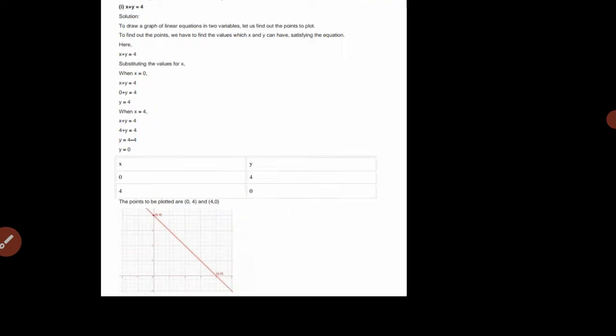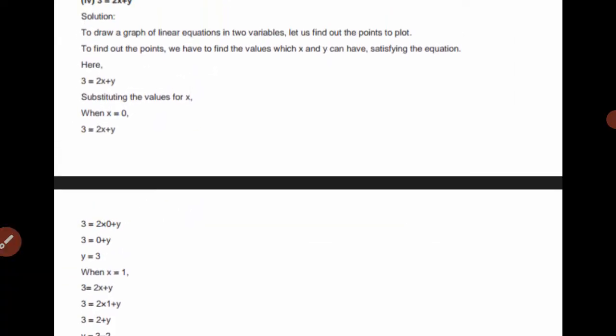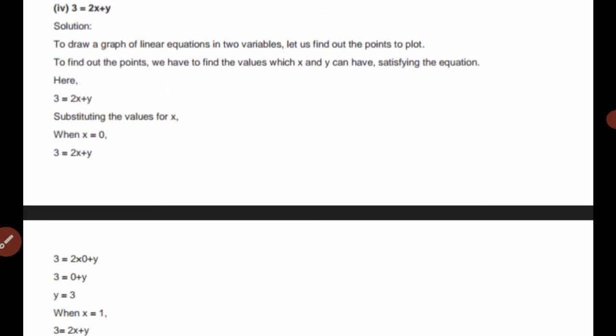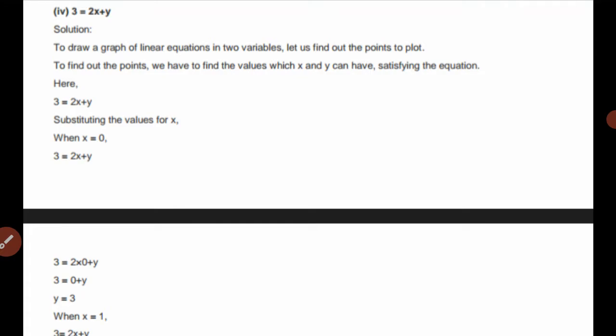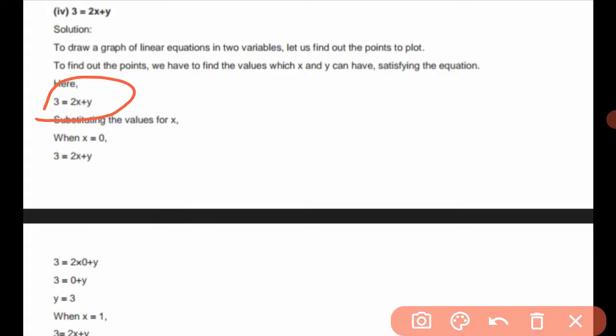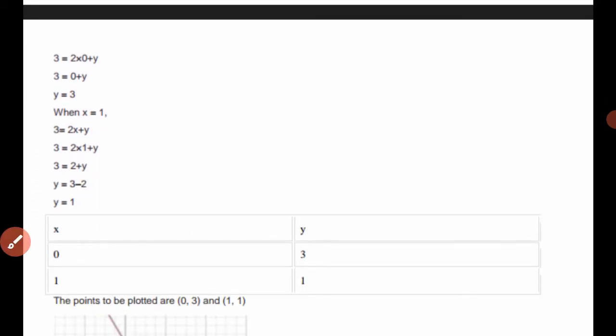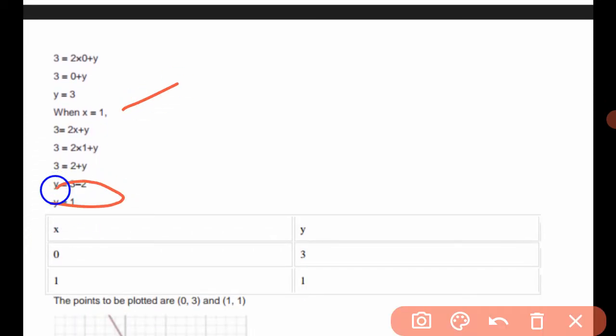Now similarly, in this question number 1, you can do its second part and third part also. Now see the fourth part. In the fourth part we are given 3 = 2x + y. So here also, with the help of this equation, 3 = 2x + y, we can find the solutions. When we put x = 0, the value of y will be equal to 3. Similarly, when we put x = 1, then the value of y will be 1.